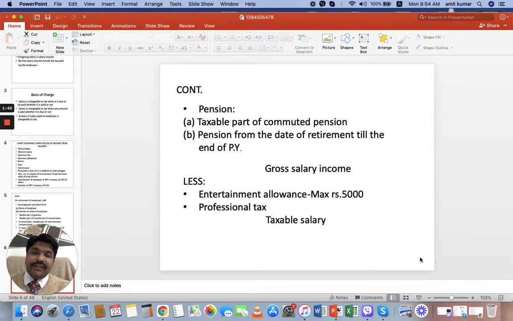Gross salary income less entertainment allowance, maximum rupees 5,000, and professional tax equals income from salary.